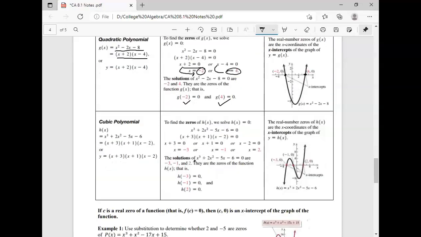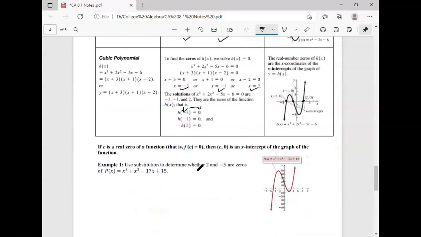They did the same thing here. They factored it, they set them all equal to 0, they solved them, and when they plug those in, they all equal 0. They graphed them to show that those are actually x-intercepts.